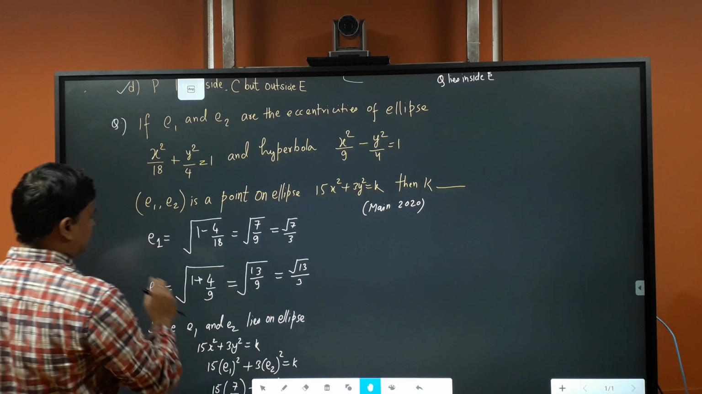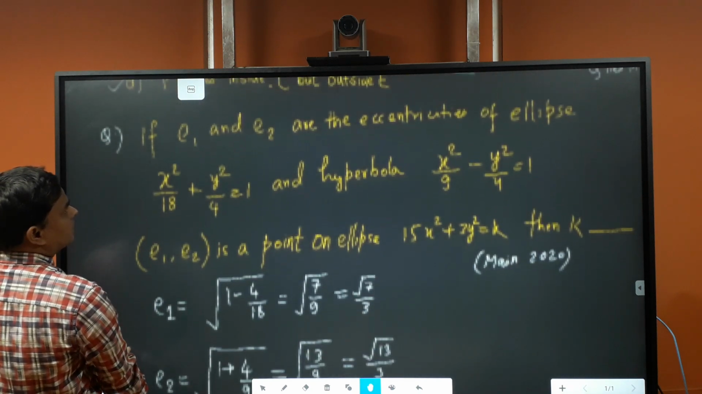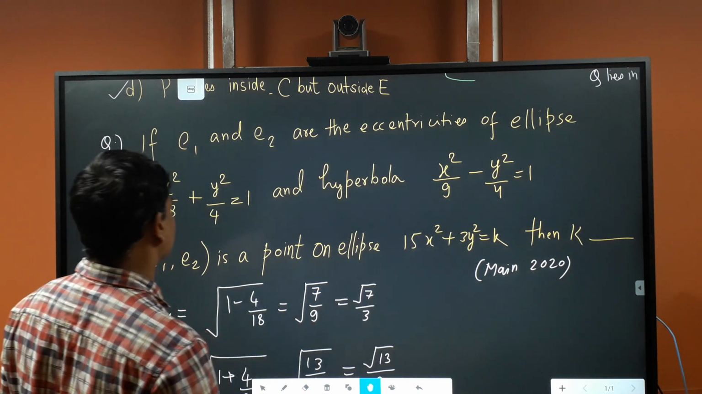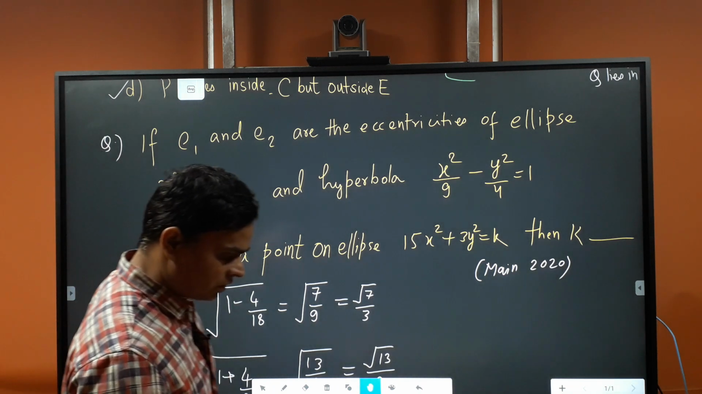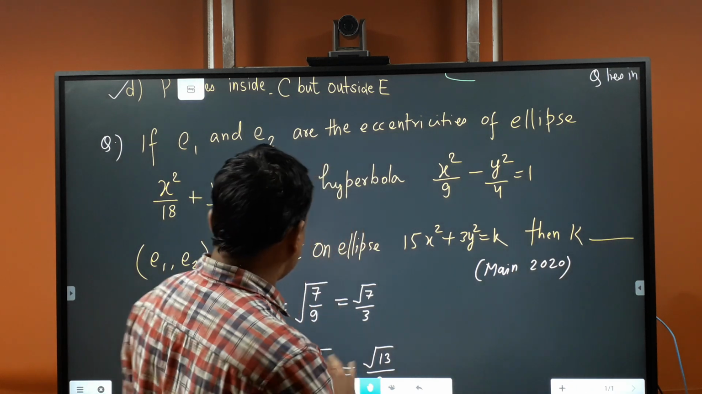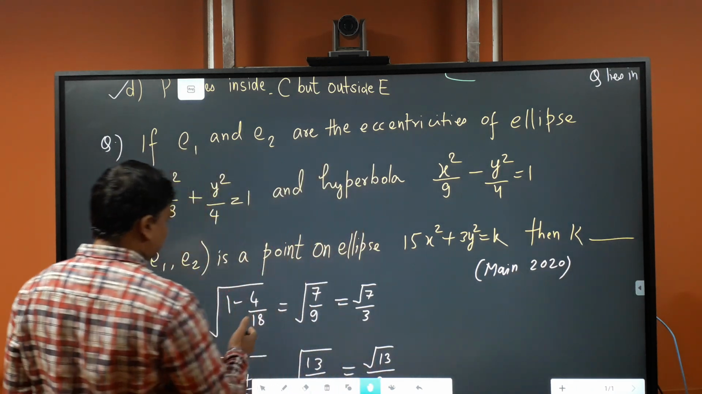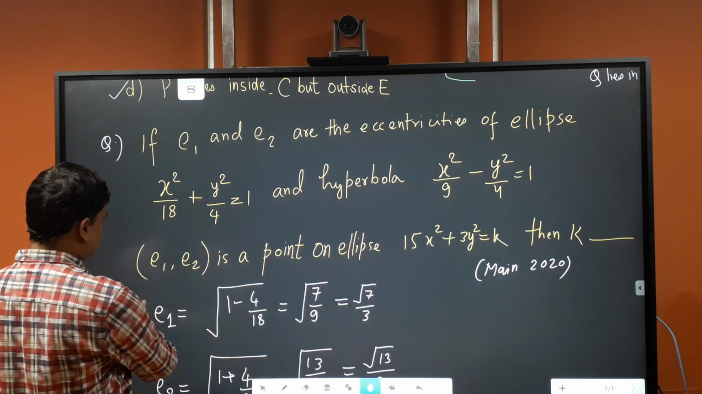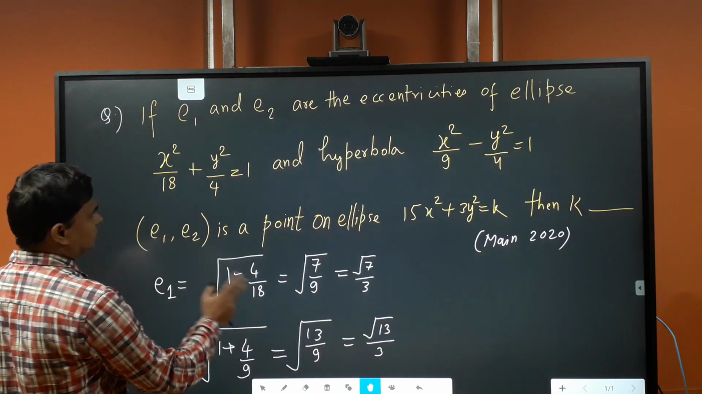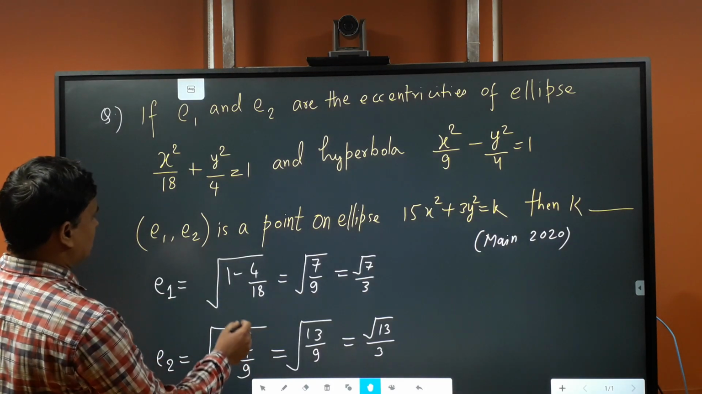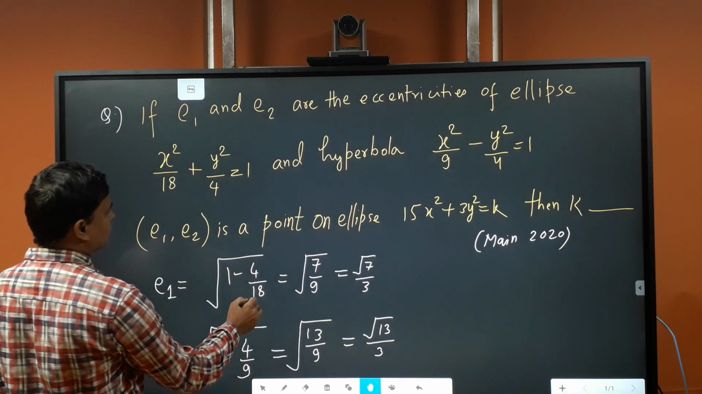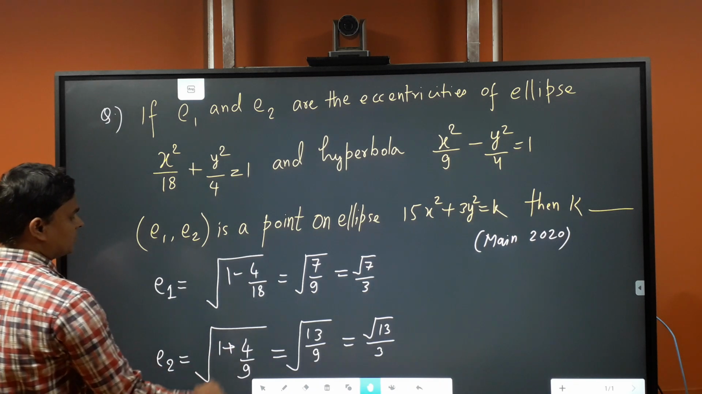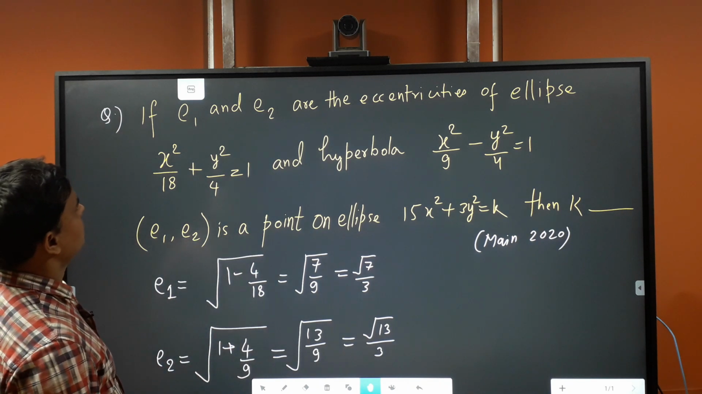The next question is, I think it would be visible, if E1 and E2 are the eccentricities of ellipse and hyperbola. Okay, I haven't taught hyperbola yet, but there is nothing so much related to hyperbola here. Actually we are just using the formula to find the eccentricity. Like in the case of ellipse, it is 1 minus b square upon a square, where this is b and this is a, and similarly here it is 1 plus b square upon a square. This is the only difference.